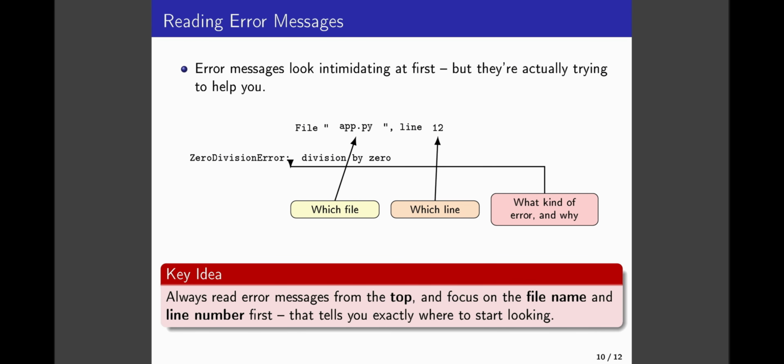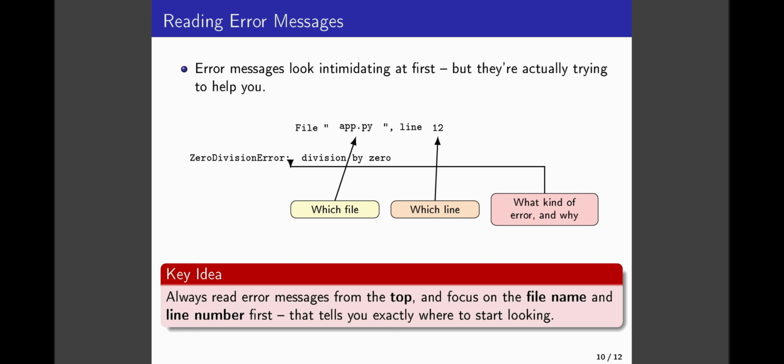Then we have one more strategy, actually reading an error message properly. Error messages look intimidating at first, but they are actually trying to help you. Look at this example. File app.py, line 12, followed by ZeroDivisionError: division by zero. Let's break this down.